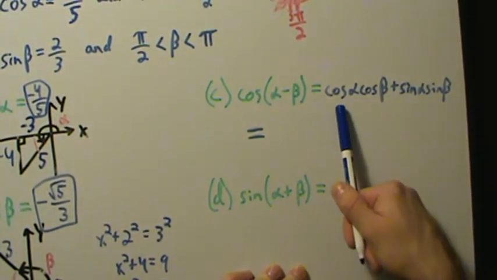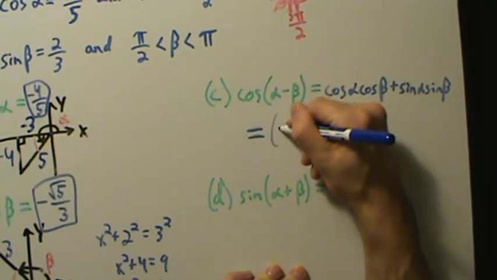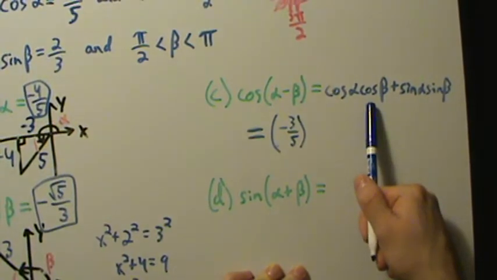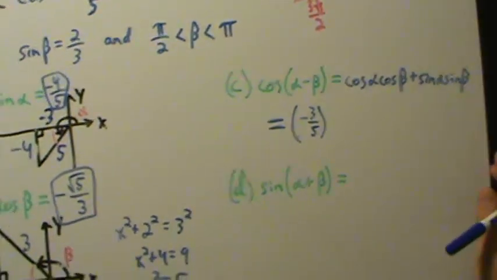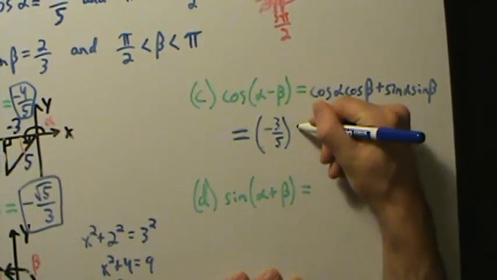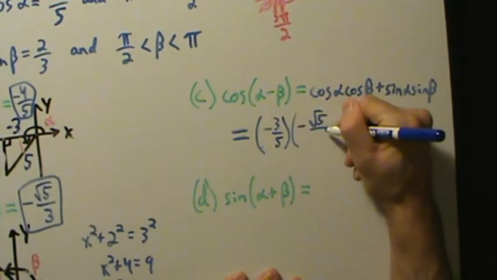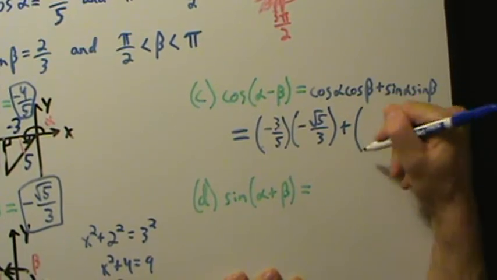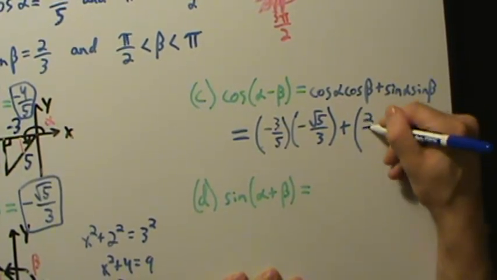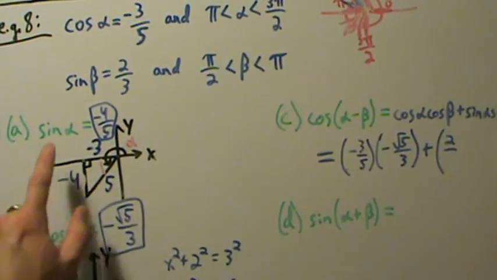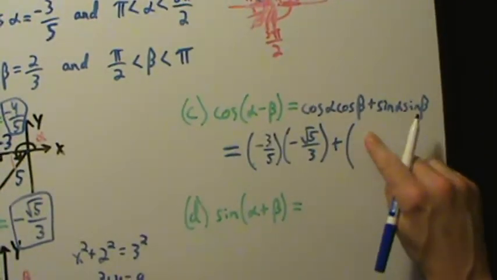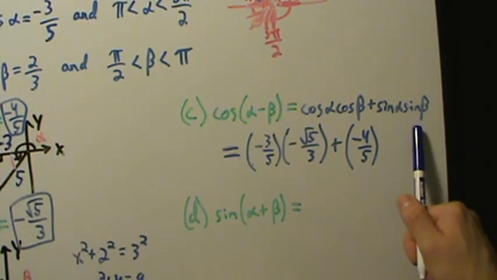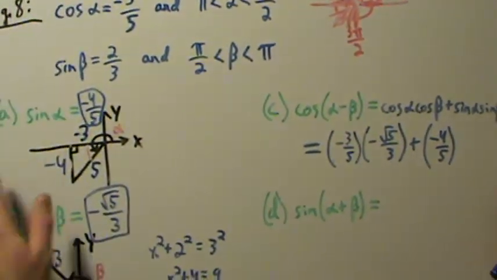So cosine of alpha, which we were given, is negative 3 over 5. And cosine of beta we found in part B was negative root 5 over 3. And then plus sine of alpha, which we found in part A, is negative 4 over 5. And then sine of beta is what we were given, that was 2/3.